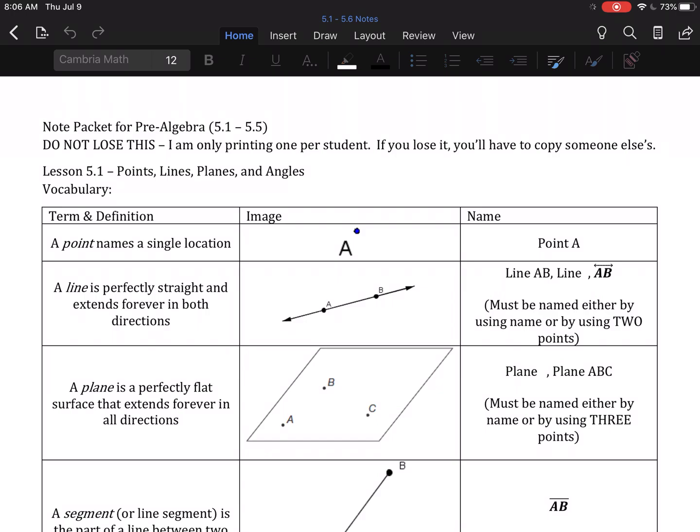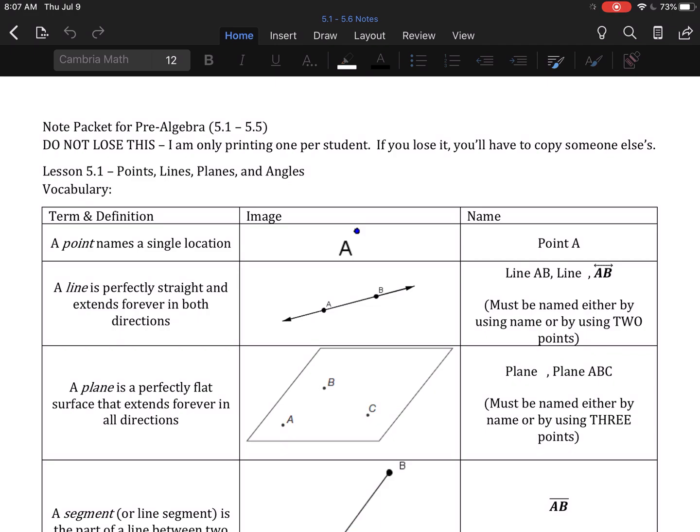A line is perfectly straight and extends forever in both directions. In order to name a line, we will usually use 2 points on the line. It is possible it could be named with an italic or a cursive letter, a single one, but more often than not, it's going to be 2 points.